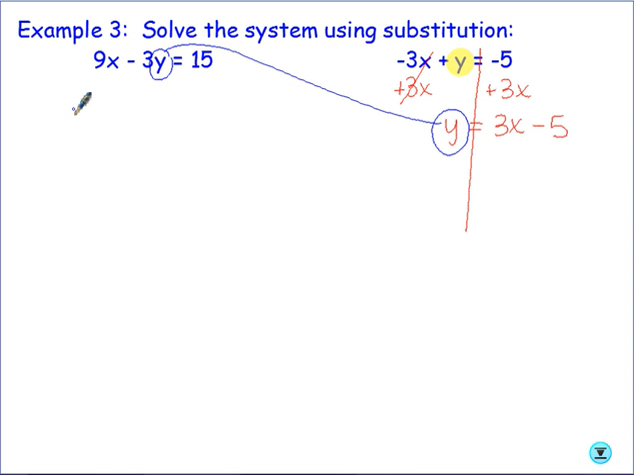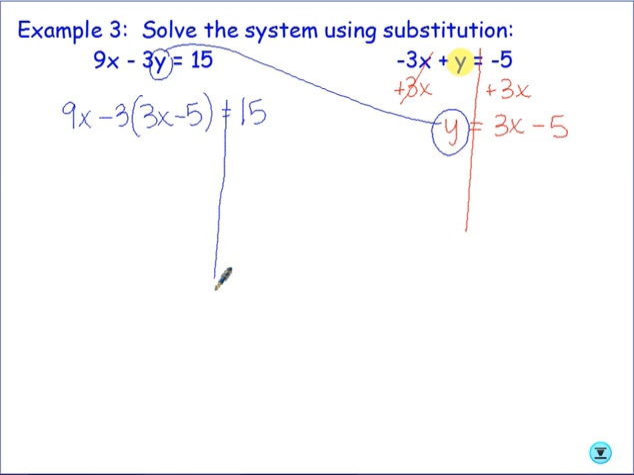9x, not going to change. Minus 3, not going to change. The y changes. I write parentheses. I come over here. 3x minus 5 is going in its place. Close parentheses. And the equals 15 doesn't change. We are ready to solve.